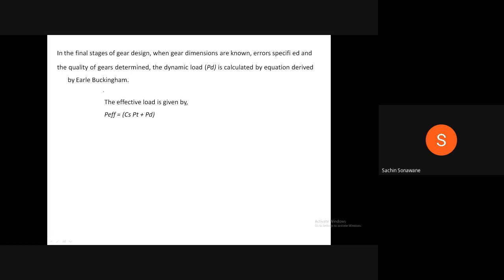In the final stages of gear design, when gear dimensions are known, error specified, and the quality of gears determined, the dynamic load PD is calculated by the equation derived by Earle Buckingham. We have seen this equation: PD is equal to e N p Zp B times rp rg divided by 2530 times the square root of rp square plus rg square. Therefore, we have to use that dynamic load equation. When we calculate dynamic load, the effective force formula will change. The effective load is given by P effective is equal to Cs Pt plus PD.